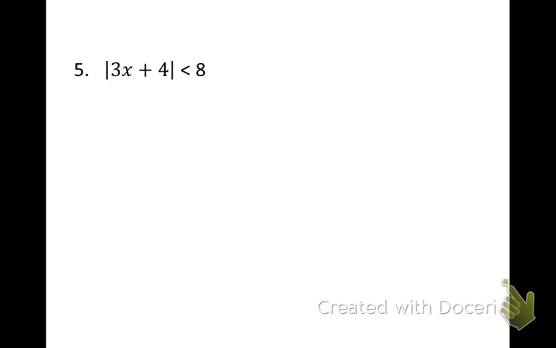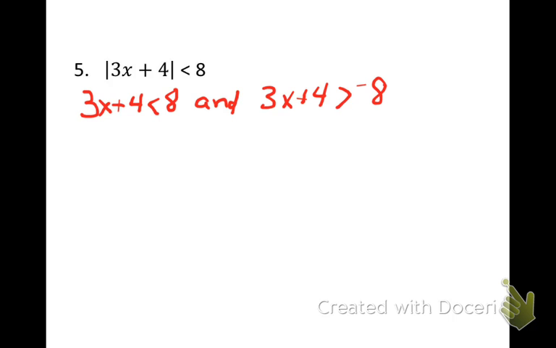Alright, now we have a less than, and it's an AND. So again, we put it down into its two parts. 3x plus 4 is less than 8, and 3x plus 4, reverse your inequality, greater than, take the opposite of 8, negative 8. So we just go about solving these, subtracting 4 from each side. 3x is less than 4.